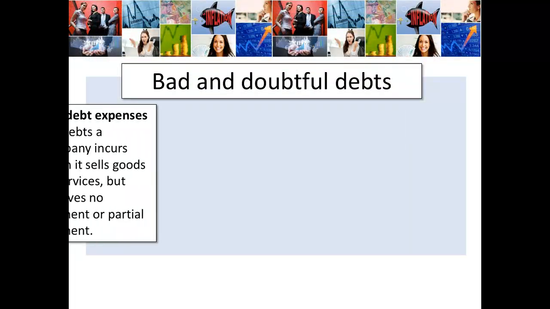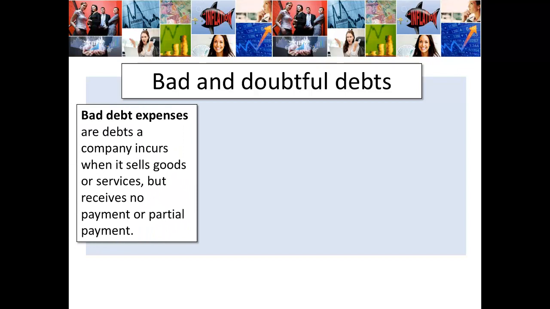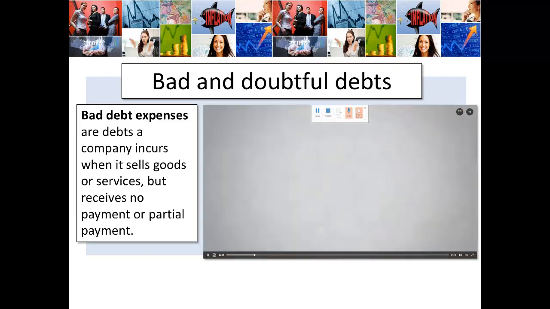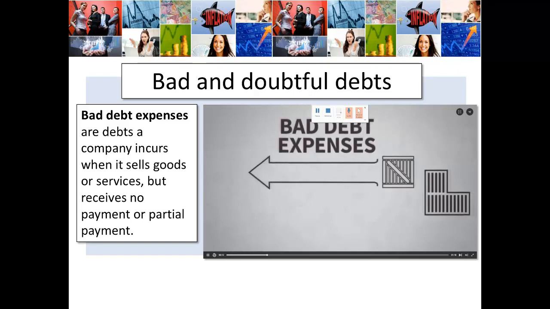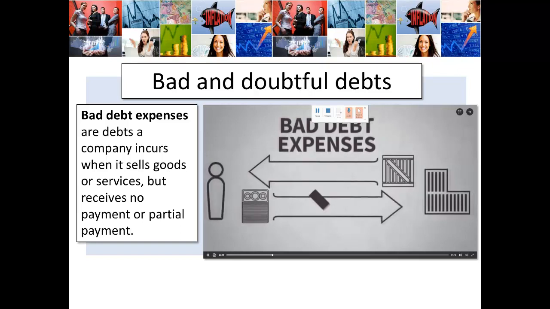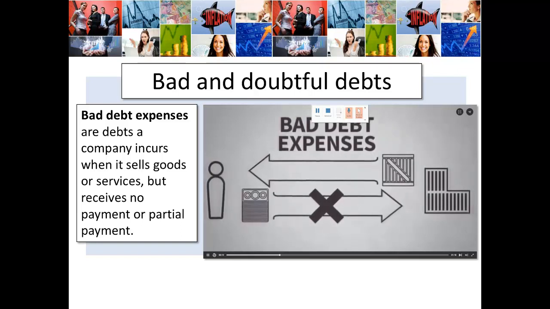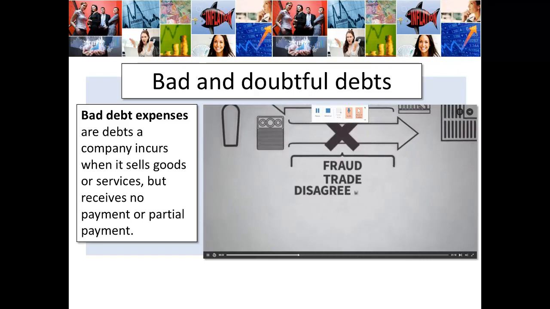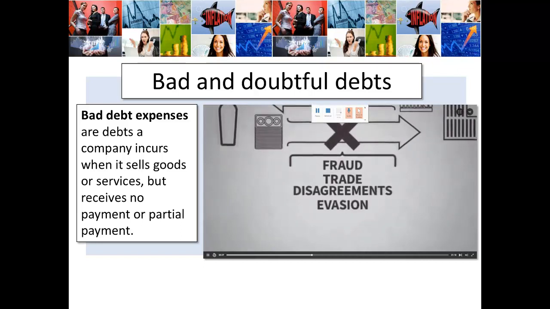Right, bad and doubtful debts. A bad debt is an expense that a company incurs when it sells goods or services but receives no payment or just a partial payment. These expenses are part of conducting business on credit and occur for several reasons, including fraud, trade disagreements, or a customer simply evading the obligation to pay.